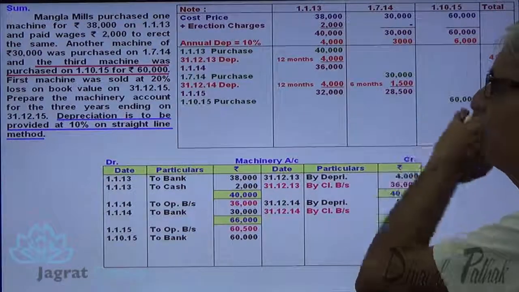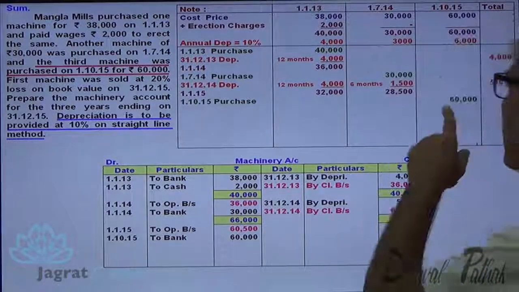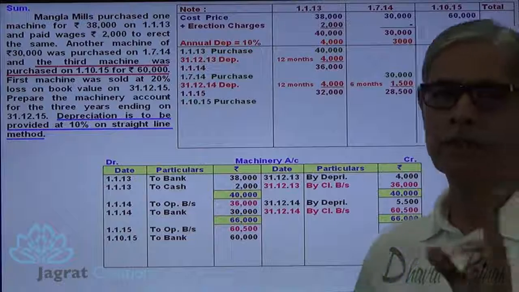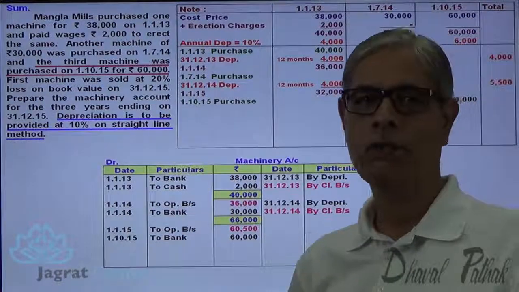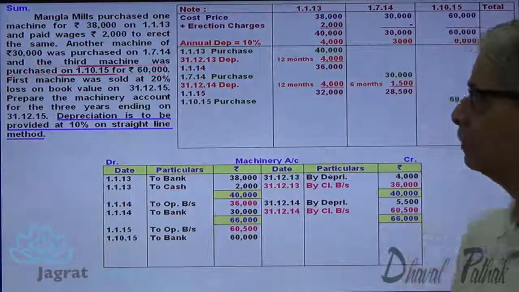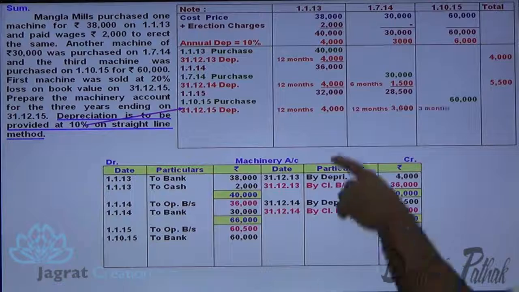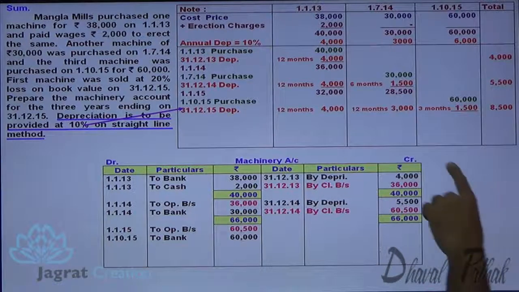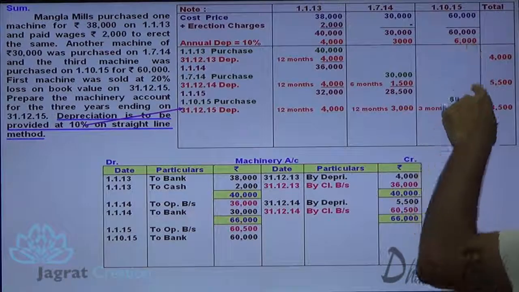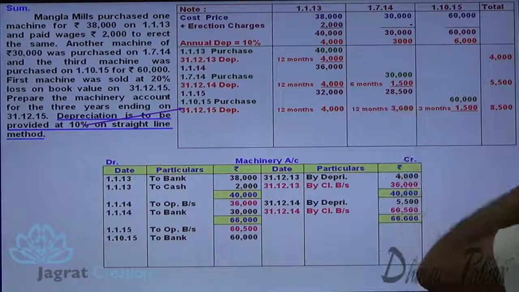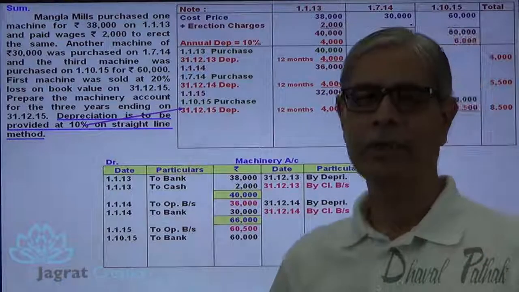For second machine, the depreciation will be provided for 12 months. It is being used for the whole year. And for the third machine, depreciation will be provided only for 3 months. That is from 1st of October to 31st of December. Now, 12 months depreciation and 3 months depreciation. Annual depreciation 4,000, annual depreciation 3,000, 6,000 into 1/4, 1,500. Because it's a straight line method, depreciation remains same for all the years. Annual depreciation is same.